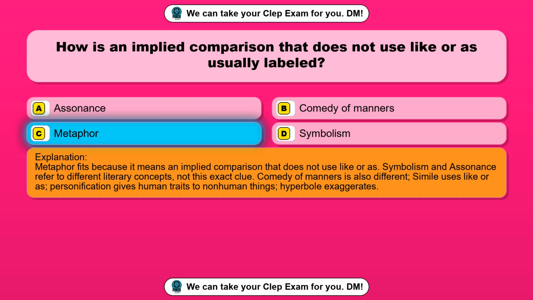Metaphor fits because it means an implied comparison that does not use like or as. Symbolism and assonance refer to different literary concepts, not this exact clue. Comedy of manners is also different, simile uses like or as, personification gives human traits to non-human things, hyperbole exaggerates.